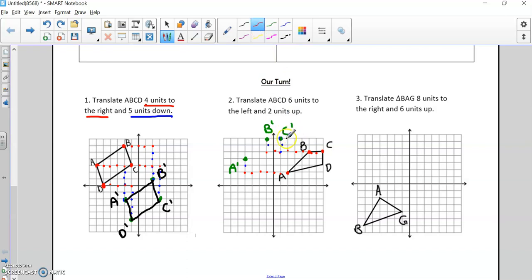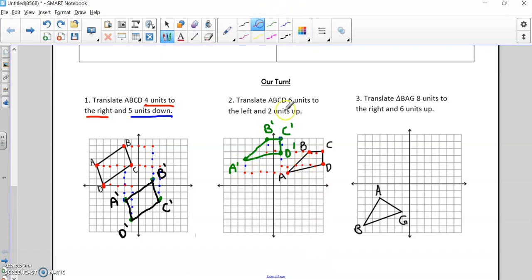And finally, we have D, which goes 1, 2, 3, 4, 5, 6, 2 up, 1, 2, and we end here. That's D prime. So then you're free to draw your shape. And that is your new shape after we transformed it.